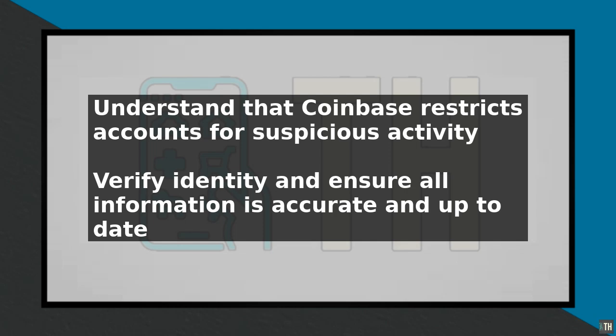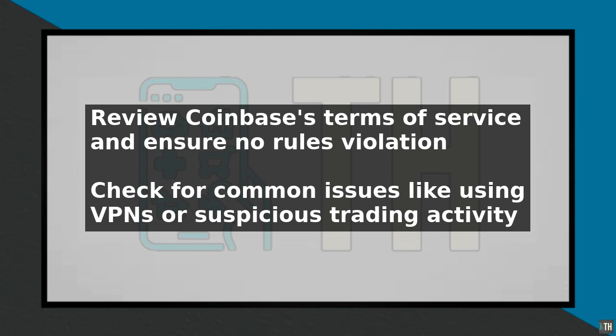To unrestrict your account, start by verifying your identity and ensuring all information is accurate and up to date. Log into your Coinbase account and navigate to the verification section. Complete any missing verification steps, including uploading a valid government-issued ID and proof of address.